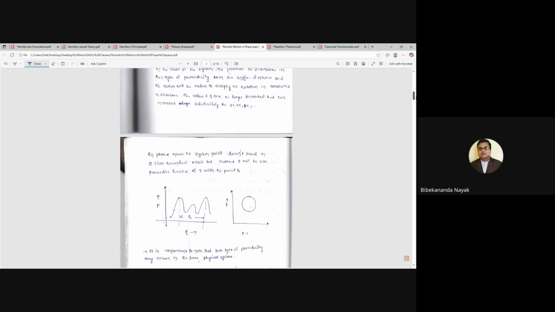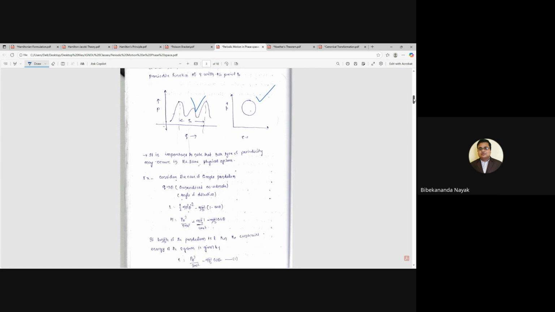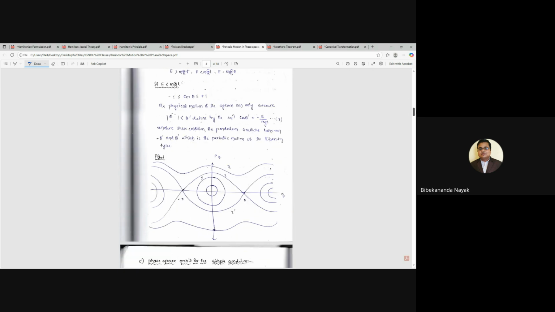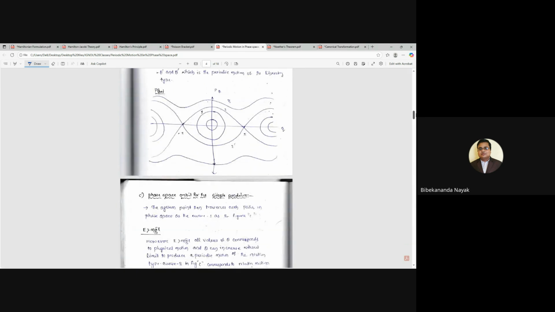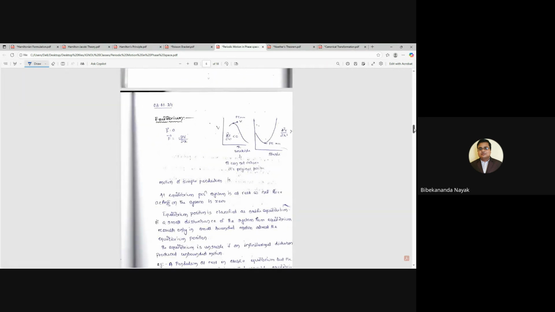About periodic motions, in this given picture, this one is libration and this one is rotation. In rotation it is wave-like. Here the angle is the variable, so we can check the phase space diagram. It is not important here.